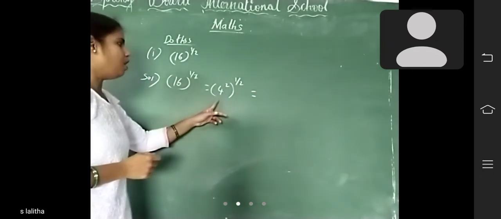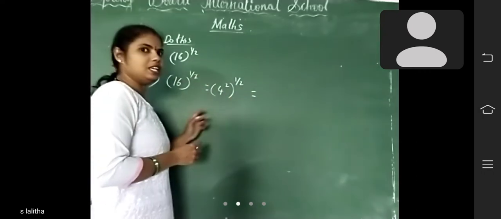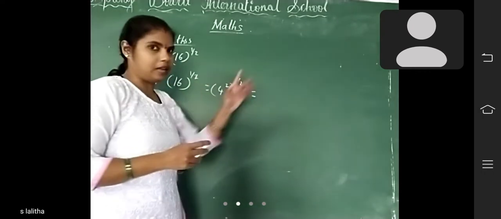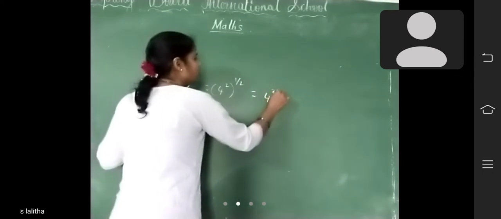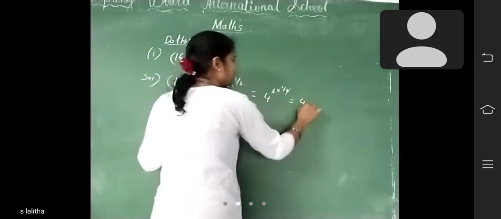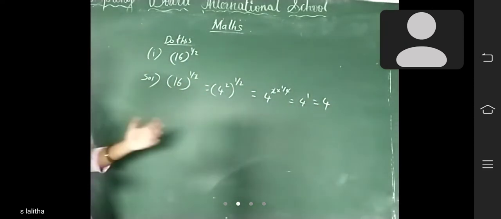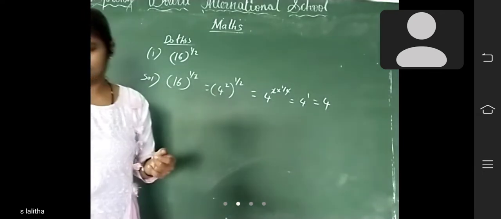Now it is in the form of a power m whole power n. What is that formula? A power mn. So 4 square into 1 by 2. So 2 and 2 will be cancelled. What is the answer? 4 power 1. What is the answer? 4 only. Okay. Like that you can do the remaining two sums.